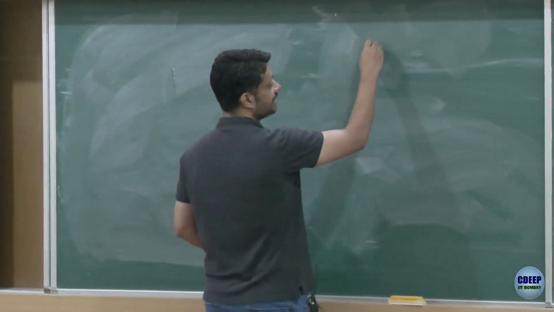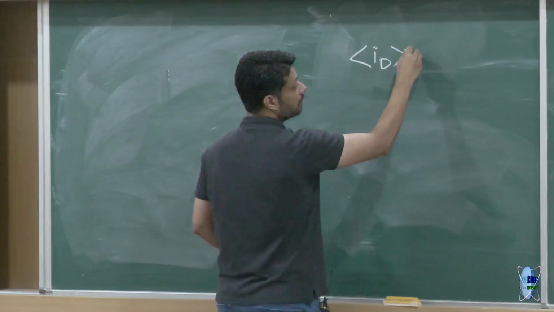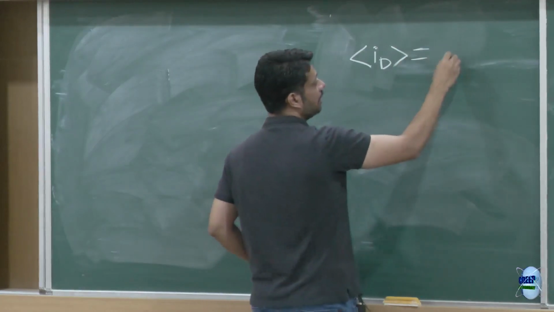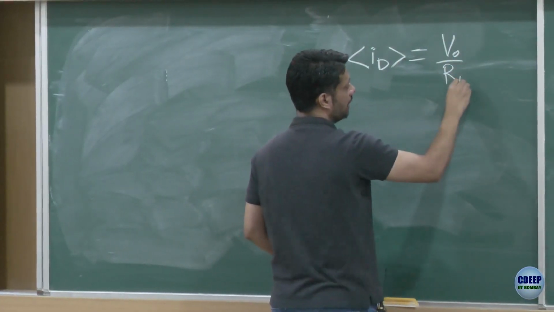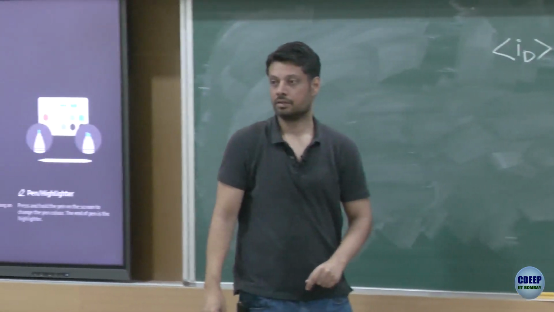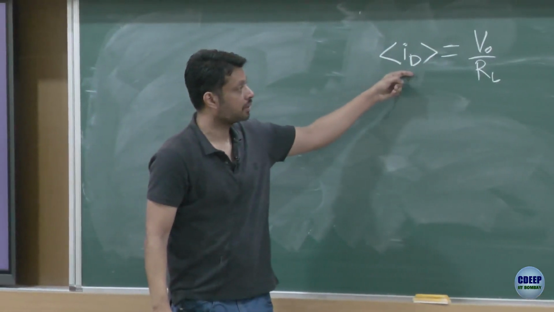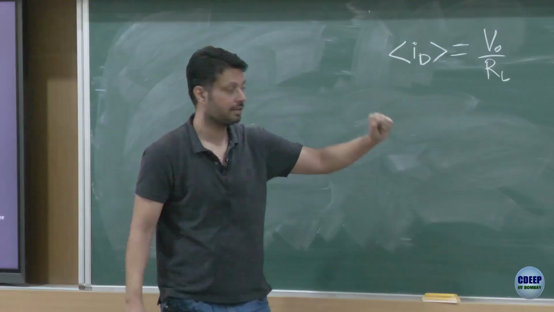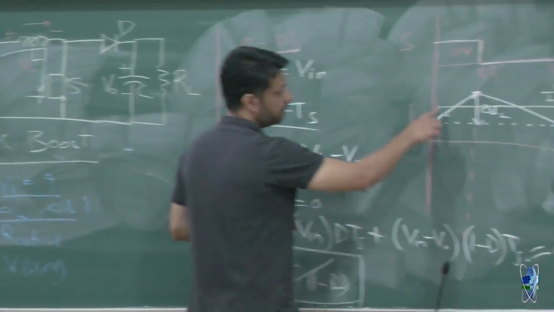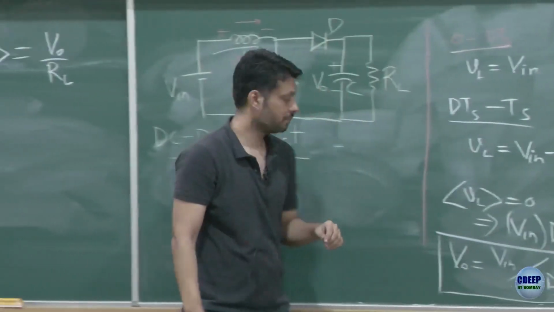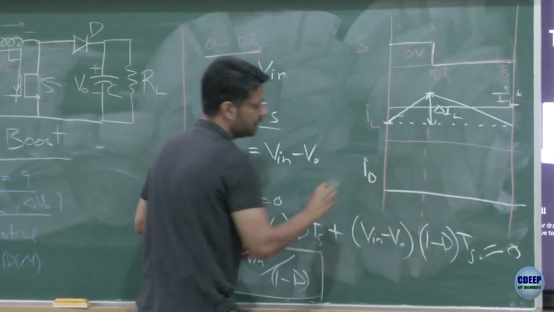So, you can see that in this case the average diode current will be equal to the average load current, which is Vo by RL, right? And what is the relationship between average diode current and the average inductor current? This we can see here. In the waveform, I have drawn the inductor current waveform. I can also draw the diode current in this, right?